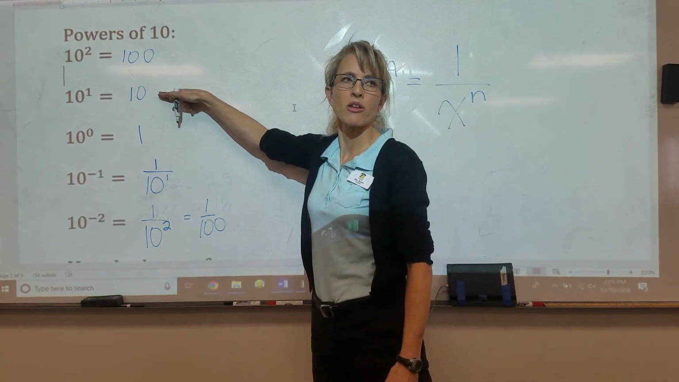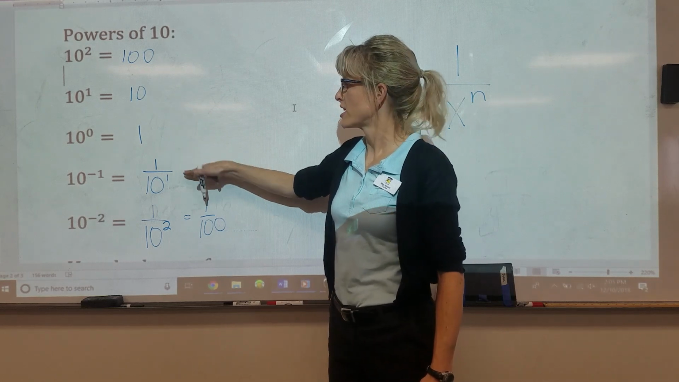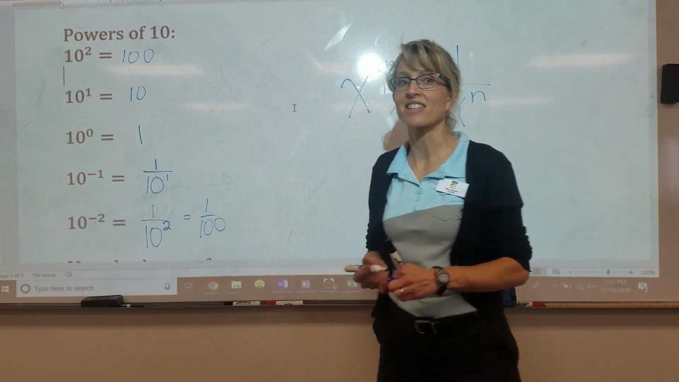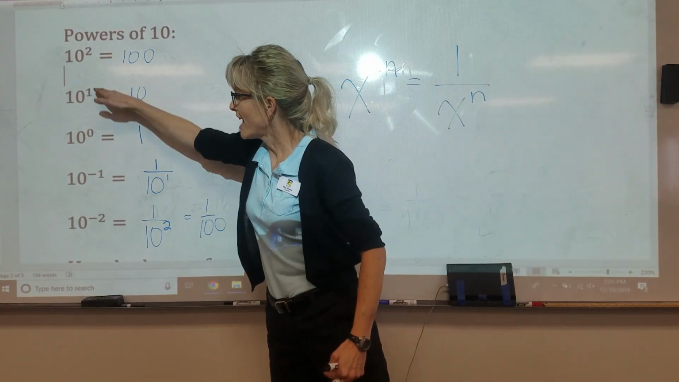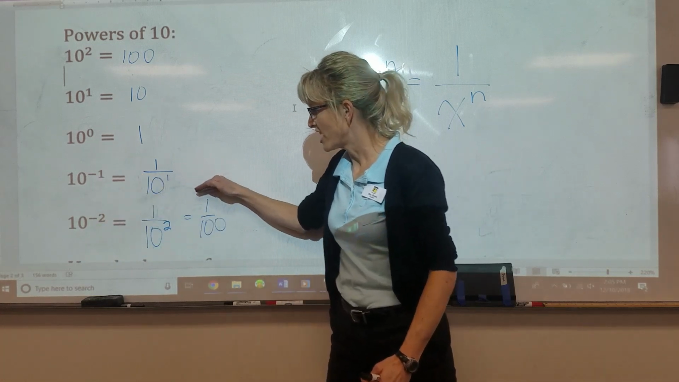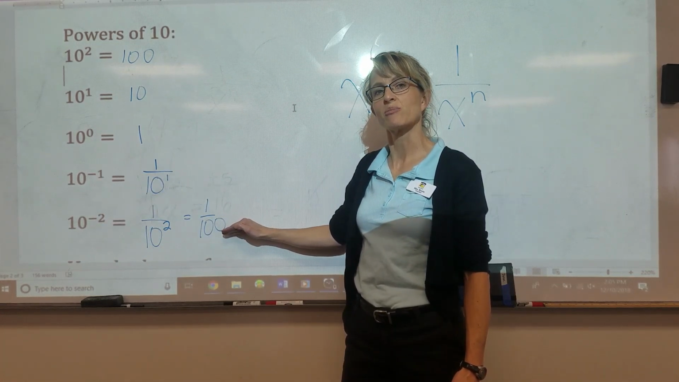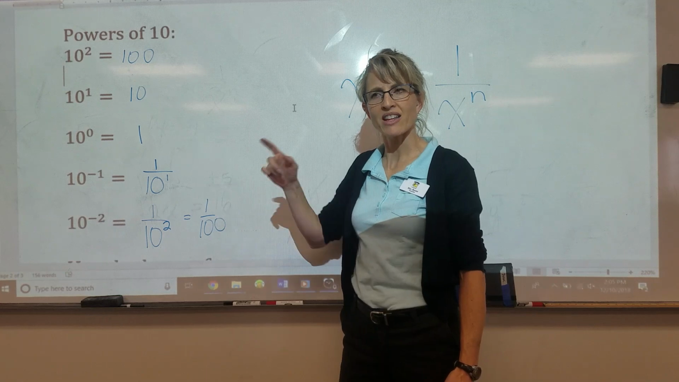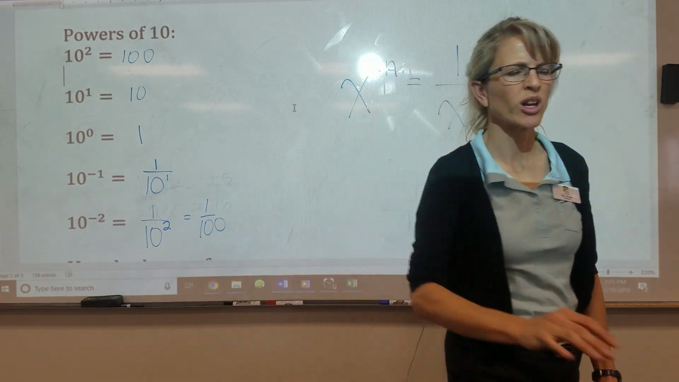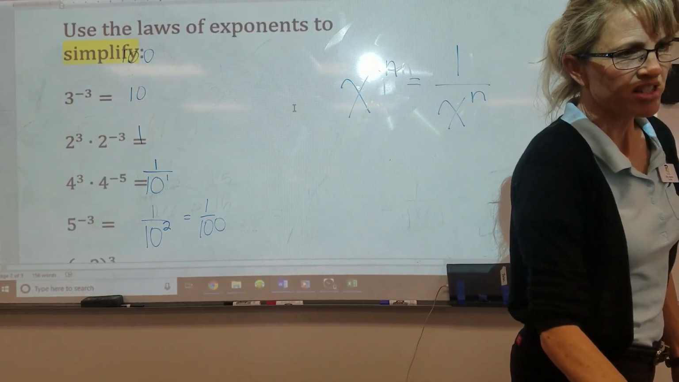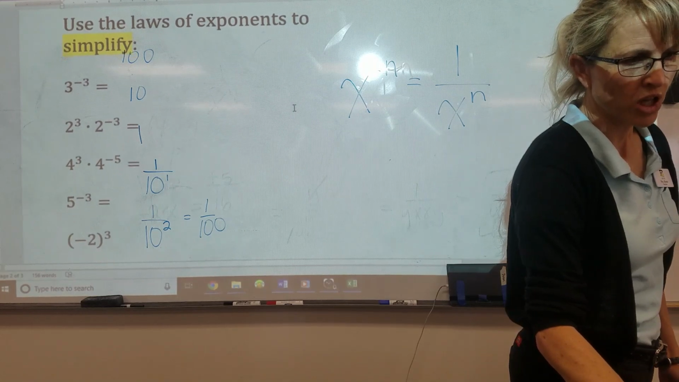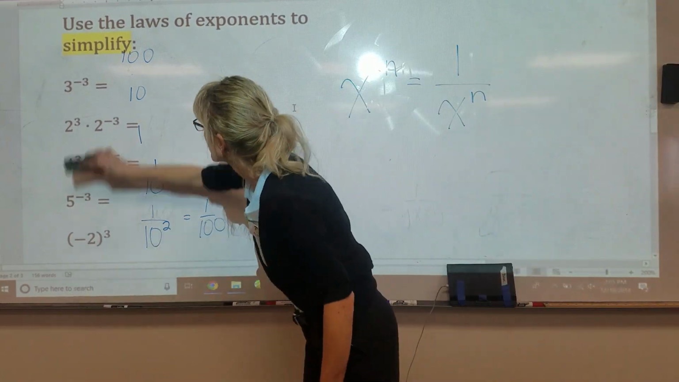Is this 10 times smaller? Yes. So the negative exponent is going to make it smaller and smaller and smaller. That's why we can use it for scientific numbers, and we'll get to that in a second. So we're going to simplify all of these quickly using our new laws.